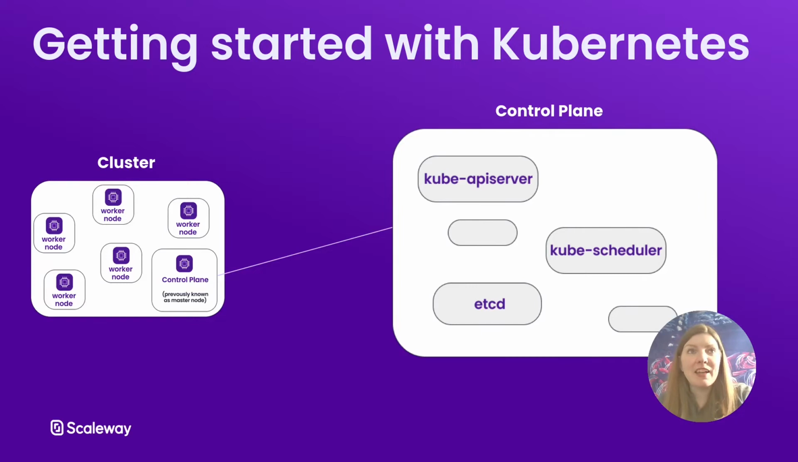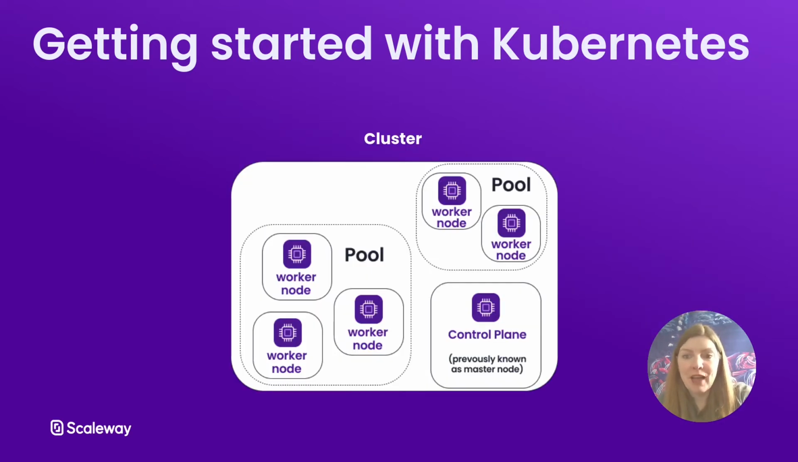Okay, coming back to our cluster, let's look at the concept of a pool. A pool is a group of worker nodes within the cluster that all have the same configuration. So in the case of Scaleway Kubernetes Capsule, all the nodes in the same pool will be of the same instance type. You can add or remove pools of nodes to increase or decrease the computational power of your cluster.